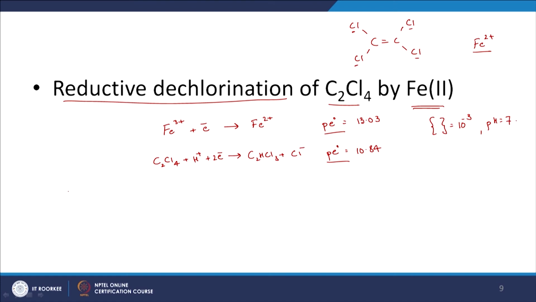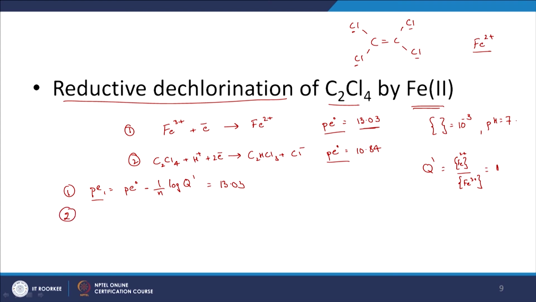So the PE for the first half reaction, P1, is going to be, as you know, equal to P naught minus 1 by n log Q dash. That is nothing but equal to P naught here. Why is that? Because Q dash for that particular half reaction is the activity of Fe 2 plus by the activity of Fe 3 plus, and because both the activities are the same, Q dash is equal to 1. So that is why P1 is nothing but 13.03.